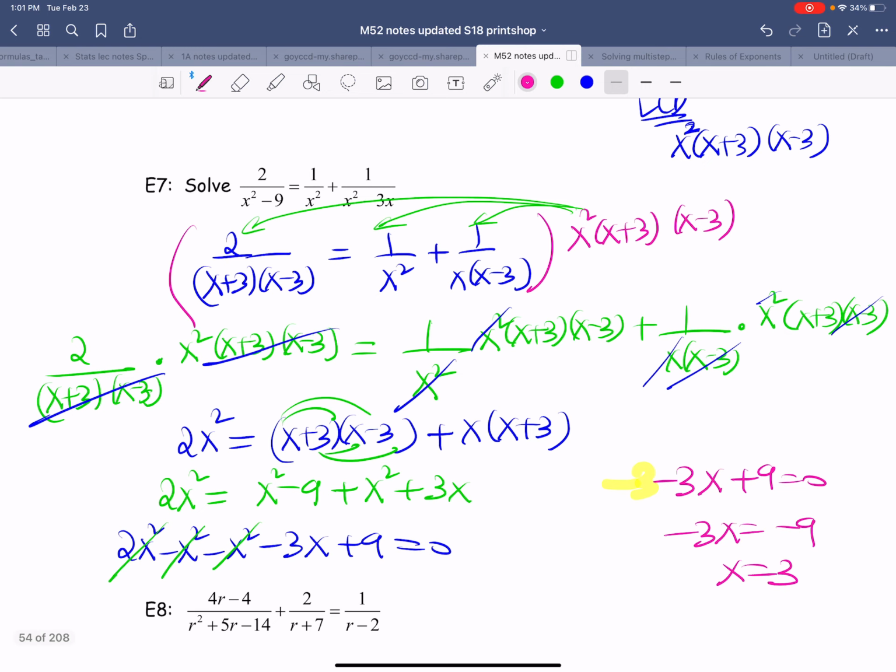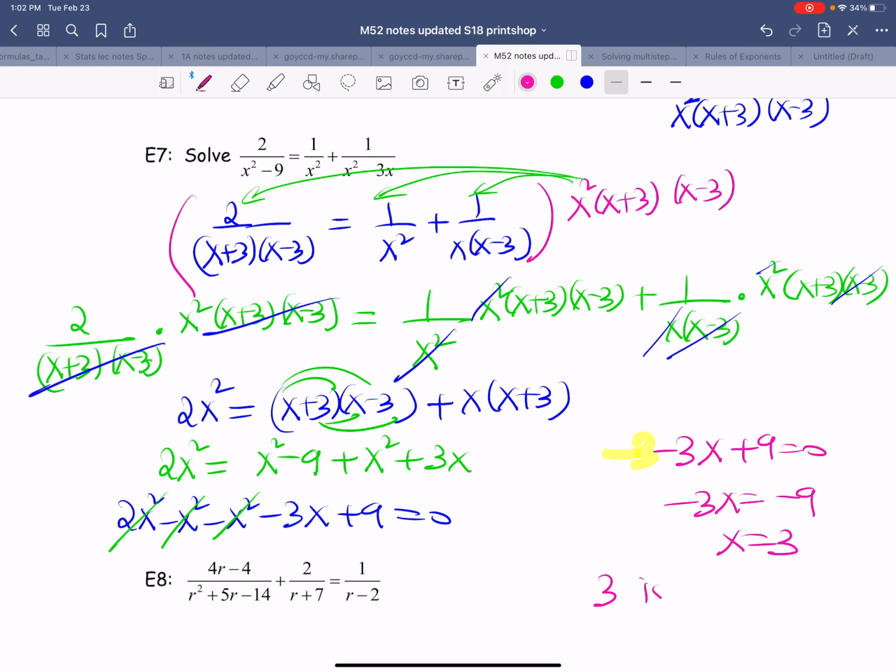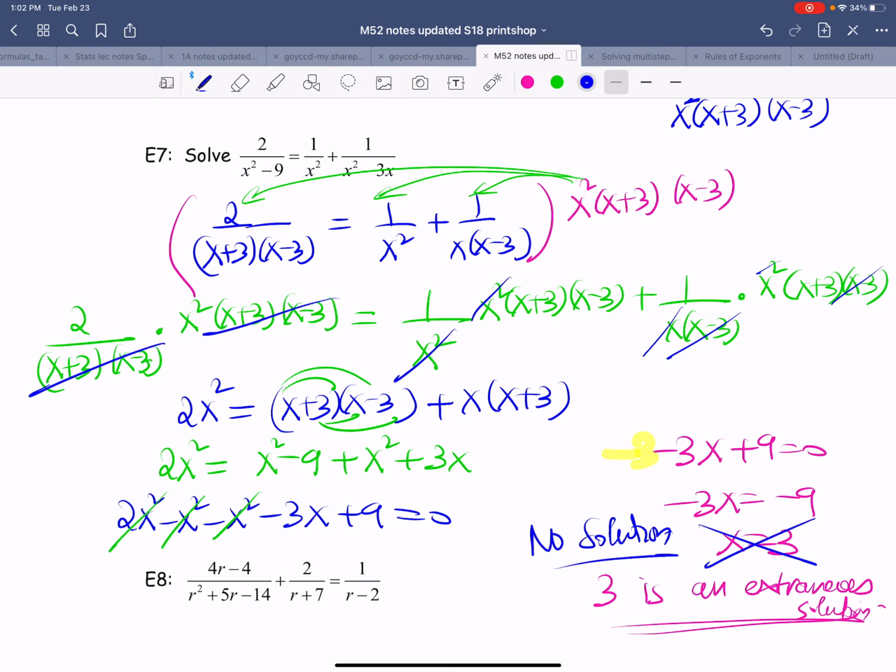Now, is that an allowed solution? Let's check. 3 is an extraneous solution. Why is 3 an extraneous solution? Because that makes my denominator 0. So if 3 is an extraneous solution, we cannot include that in our solution. We just cross it out and we say there's no solution in this case. This equation has no solution.